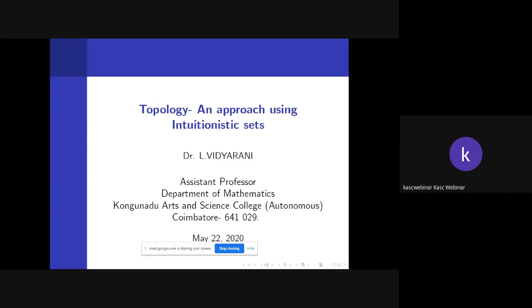So the topic I have chosen is topology, an approach using Intuitionistic sets. Topology is real mathematics, and it has developed so much. So many sets have been introduced in topology. The set I'm going to introduce today is the Intuitionistic set. But before going into that, first let me recall what topology is.